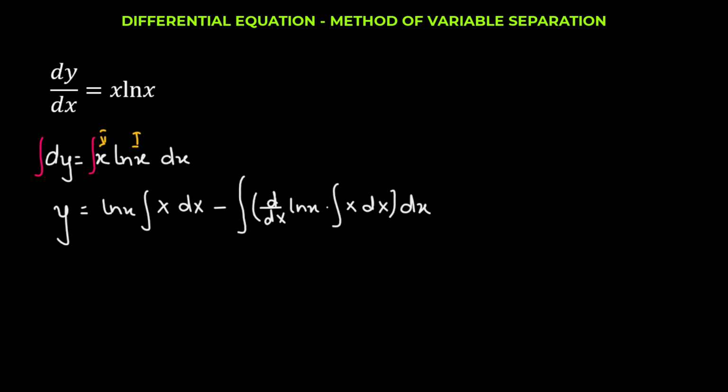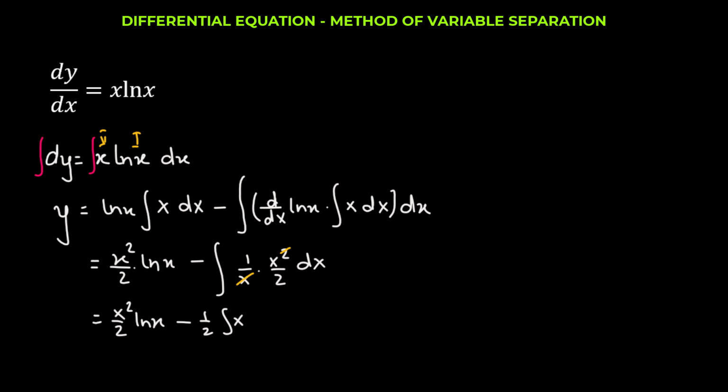So we get x²/2 times ln x minus the integration of the derivative of the natural log, which will be 1/x, multiplied by the integration of x dx, which will be x²/2. The entire integral is integrated with respect to x. So the x and x get cancelled, and that leaves us with the integration of x/2. So the final answer will be x²/2 times natural log of x minus half the integration of x dx. So integration of x dx will be x²/4. Thus y will be equal to x²/2 times natural log of x minus x²/4 plus the constant of integration c.